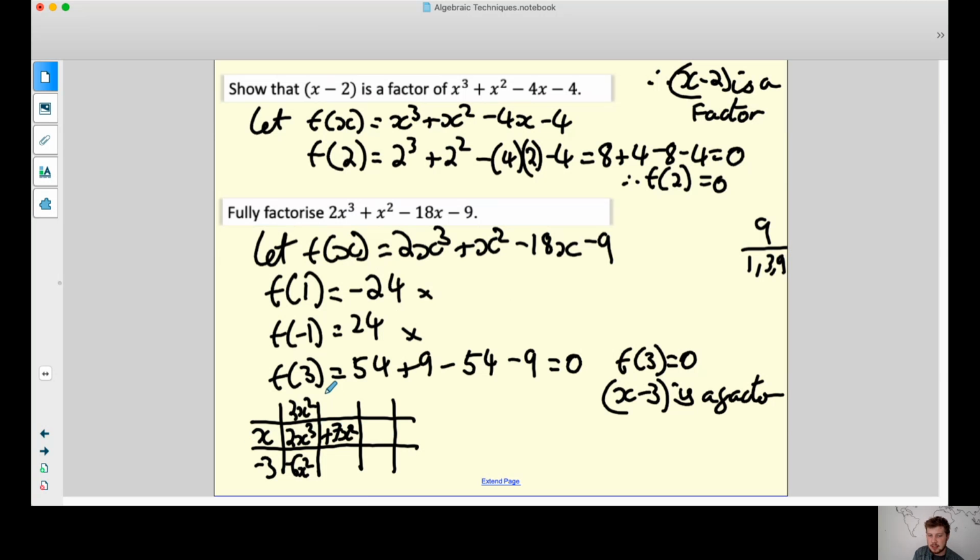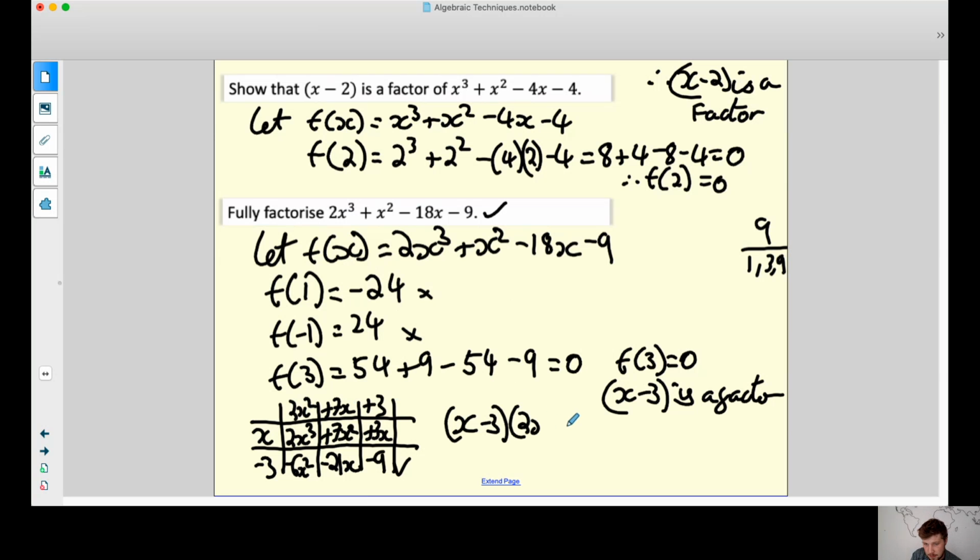So therefore, x times 7x squared is going to be add 7x. So it's going to be minus 21x. To get from minus 21x to minus 18x, I'm going to add 3x. So this is going to be plus 3. And 3 times minus 3 is minus 9. And again, therefore, I know I'm correct. So I've got x minus 3 and then my quadratic term is 2x squared plus 7x plus 3.